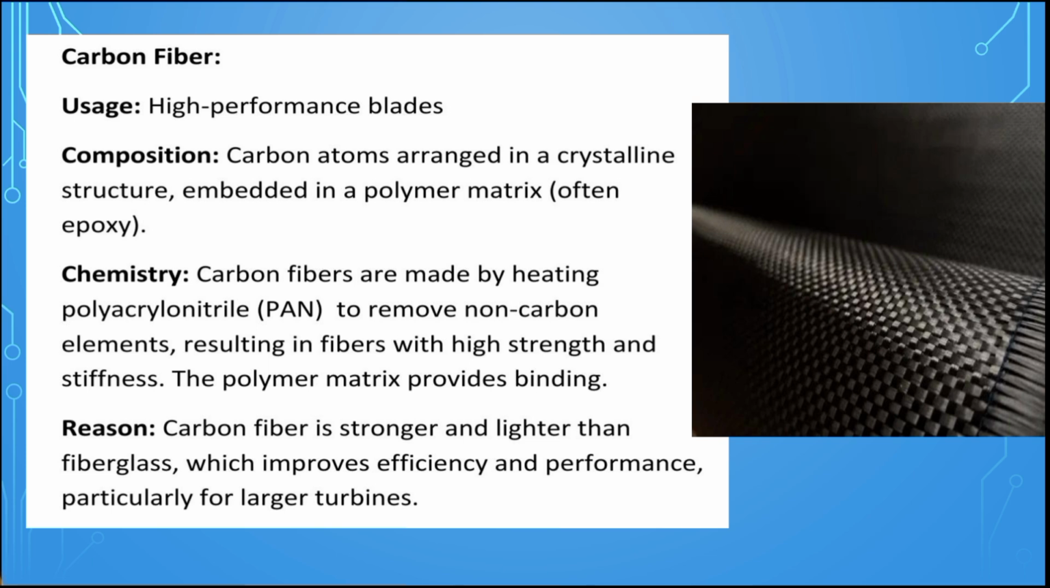Carbon fiber is also used in the manufacturing of blades. The carbon atoms in these fibers are arranged in crystalline form and embedded in a polymer matrix. Carbon fibers are made by heating polyacrylonitrile to remove the elements other than carbon. Fibers formed by this process are high in strength and stiffness. The polymer matrix in these fibers also helps in binding. Carbon fiber is stronger and lighter than fiberglass, which improves the efficiency and performance of blades. These carbon fibers are used in large turbines.